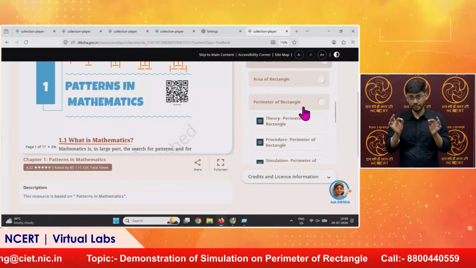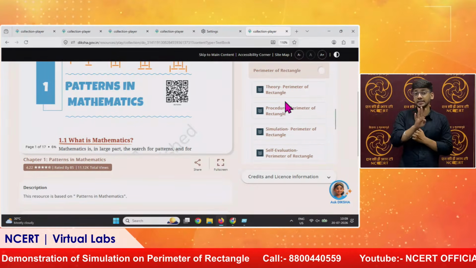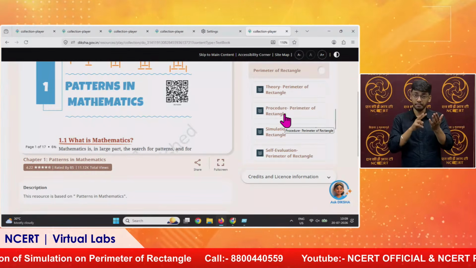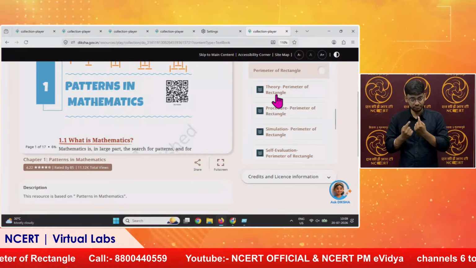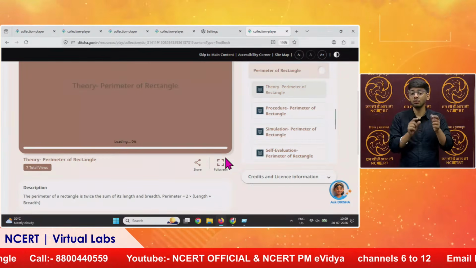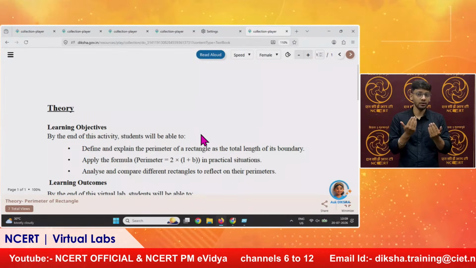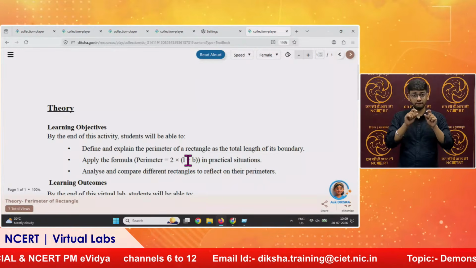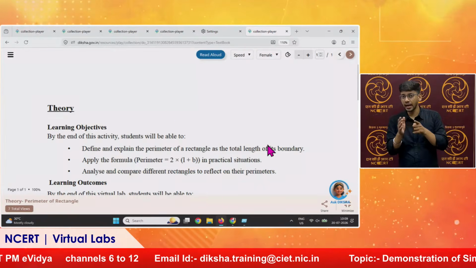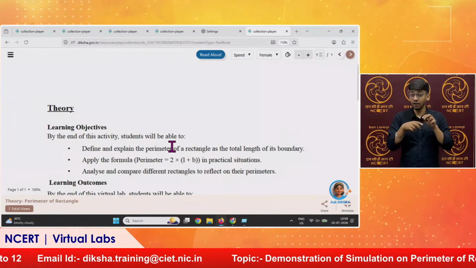So we can see the content is categorized into 4 parts. The first part is the theory part, second is the procedure part, third is the simulation part and fourth is the self-evaluation part. So the theory part gives all the theory behind the concept. Here we can see what we are going to learn in the simulation, how the formula is derived, what is length, what is breadth, all the things are given in this theory part. So basically it's a conceptual part.